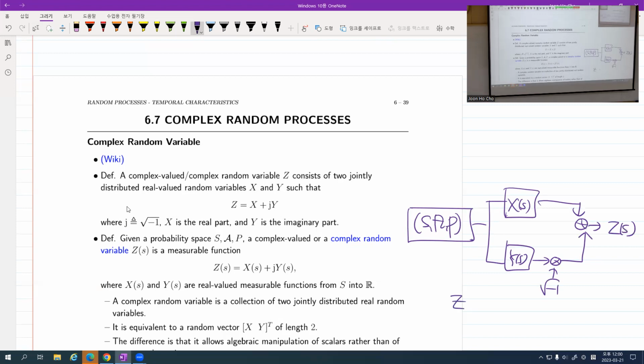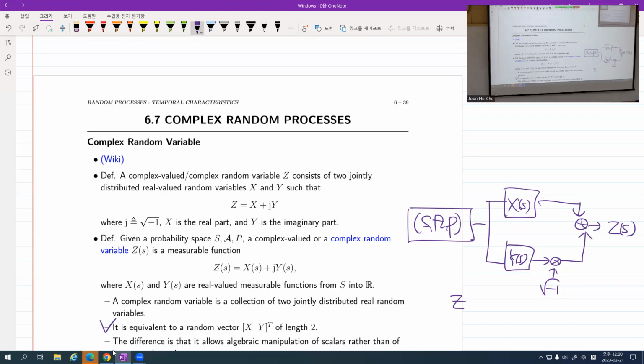Got it? And you see the similarity between a complex random variable and a vector valued random variable, or a random vector. So as here, it is emphasized that a complex random variable is equivalent to a random vector of length 2. And each element is the real and the imaginary part. Got it?